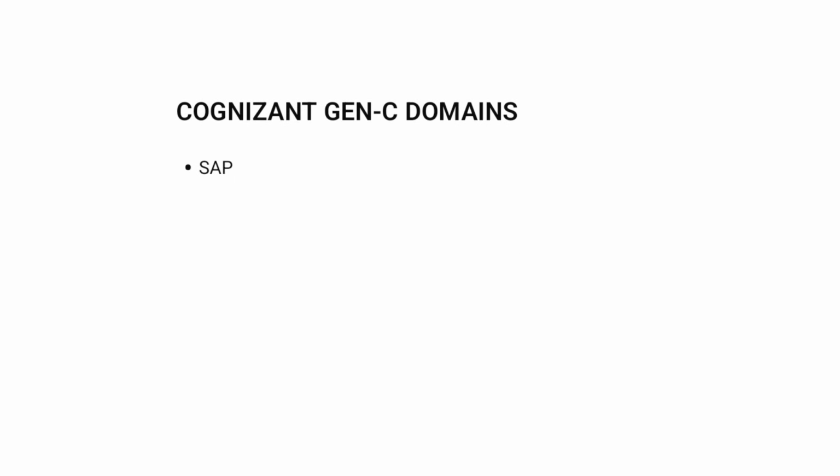So let us talk about the Cognizant GenC domains. Cognizant assigns five main domains for the GenC students. First is SAP domains. It is related to business management software. It includes ABAP, FICO, MMSD, etc. You will learn how large companies run business operations.